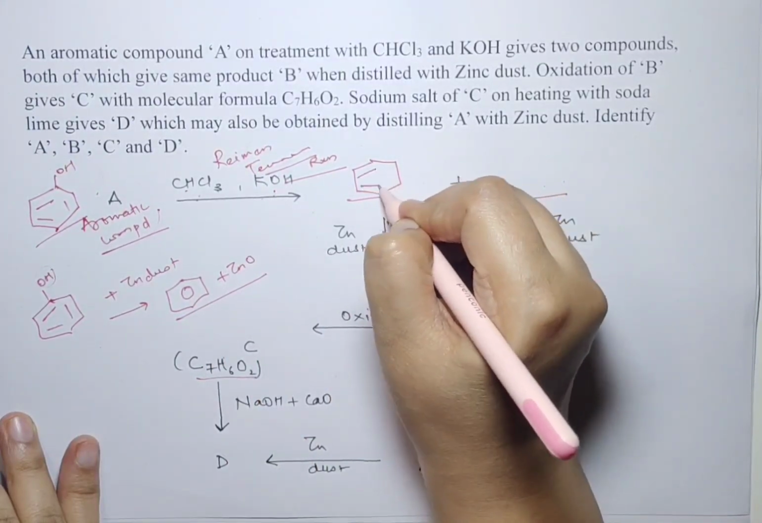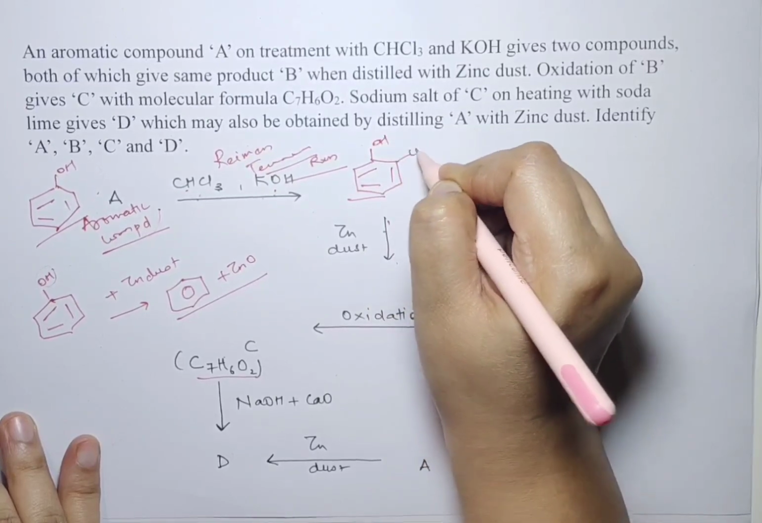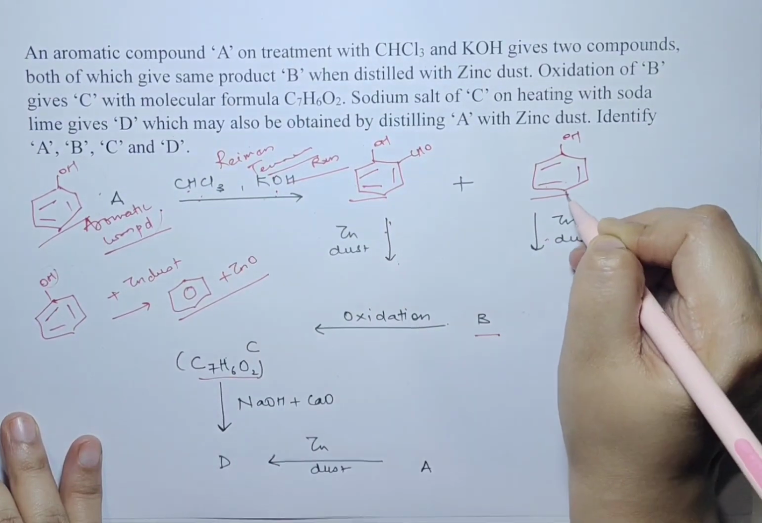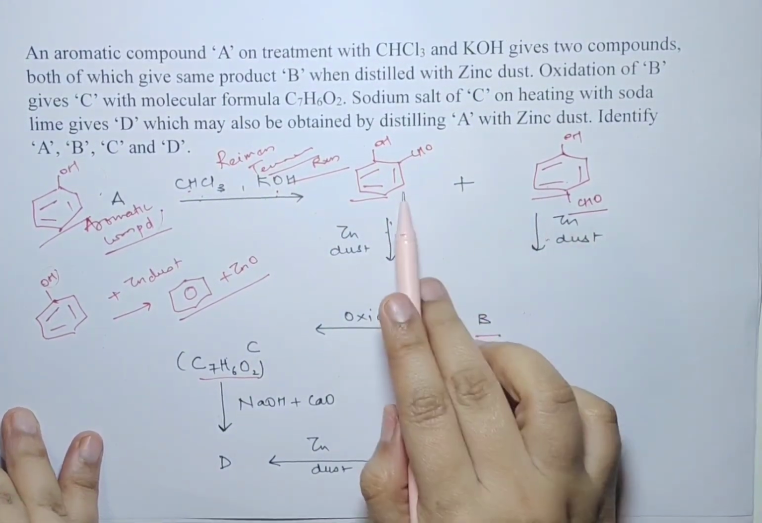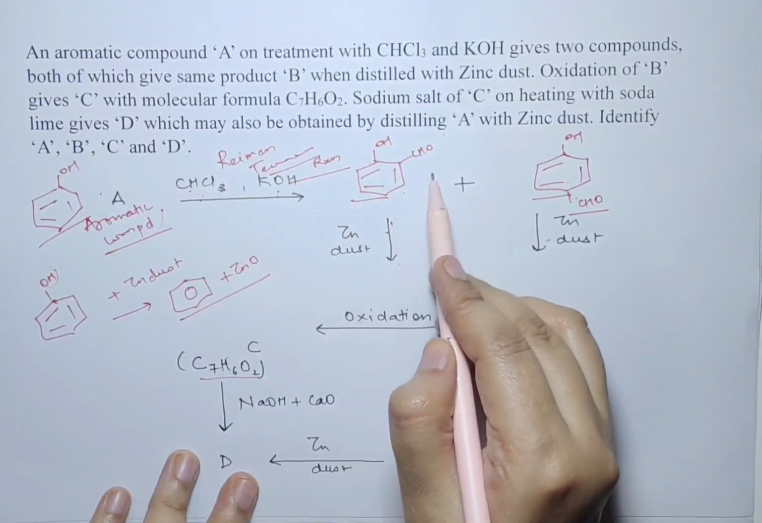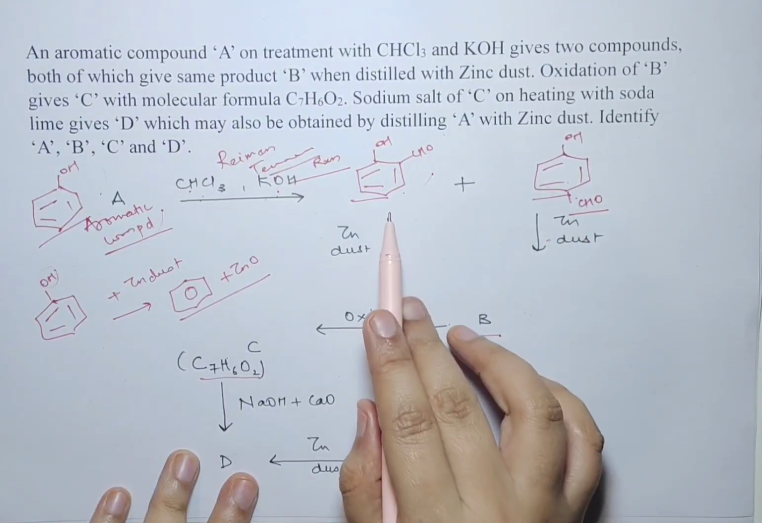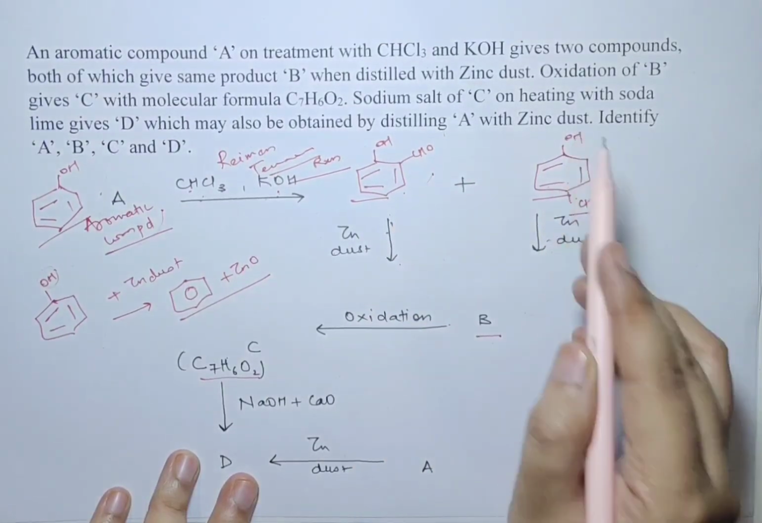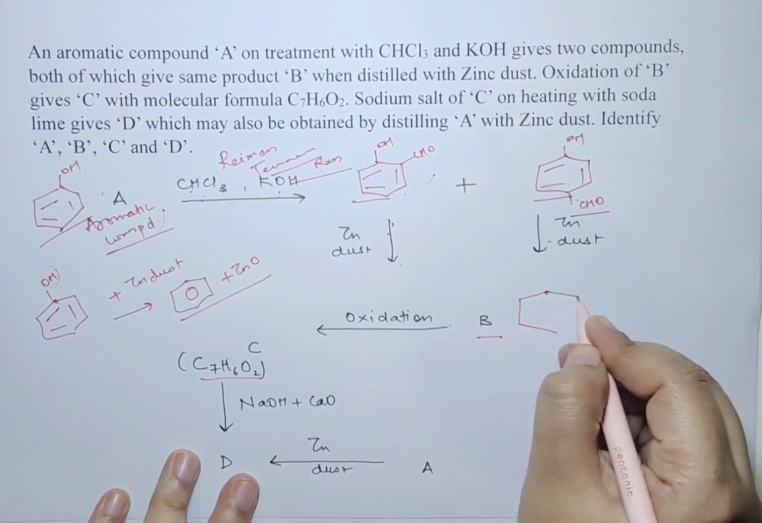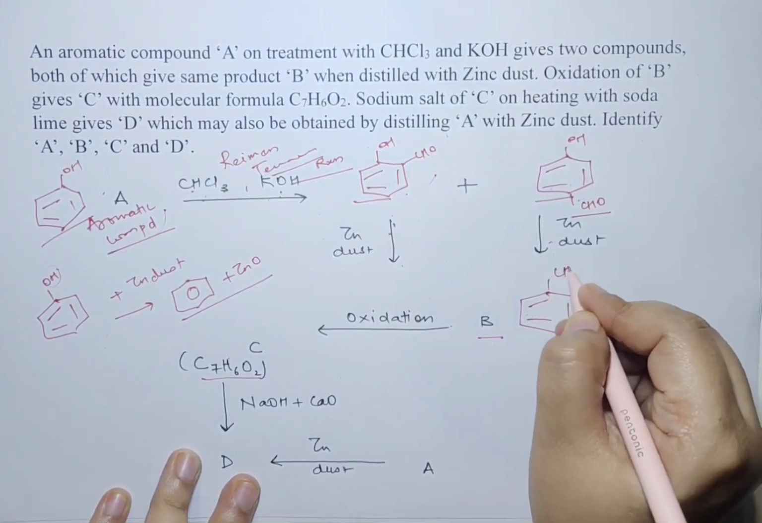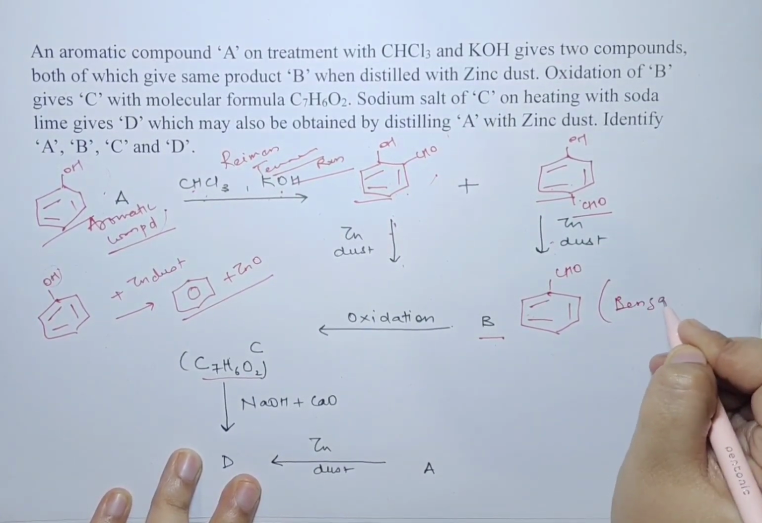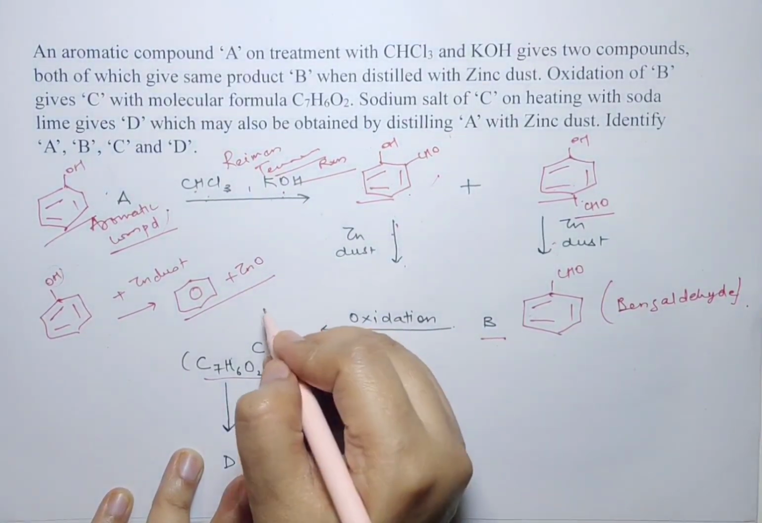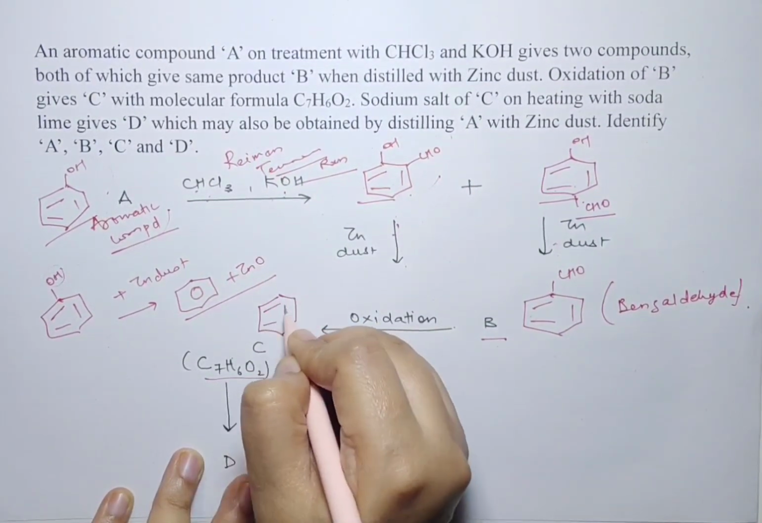Okay, and one para product is also formed. So ortho and para both are formed. This is salicylaldehyde and this is the para product. Upon reaction with zinc dust, they both will lose the OH group. So obviously you will get a monosubstituted product, which is your benzaldehyde. Benzaldehyde upon oxidation will obviously give you benzoic acid.